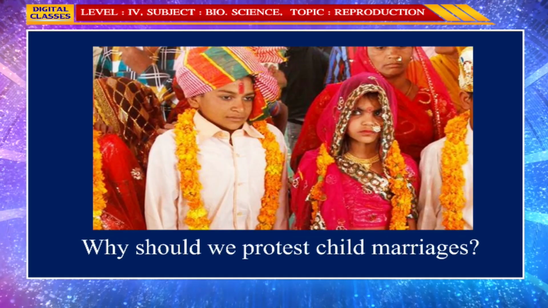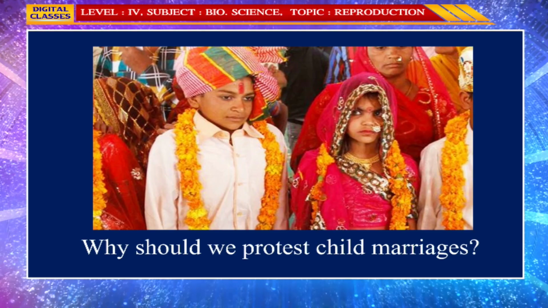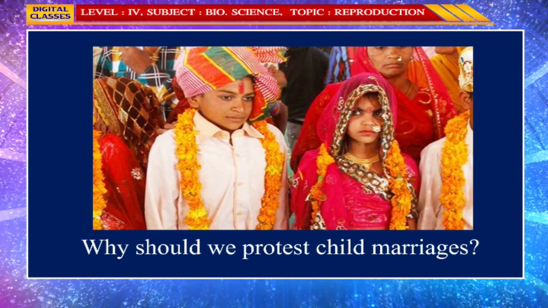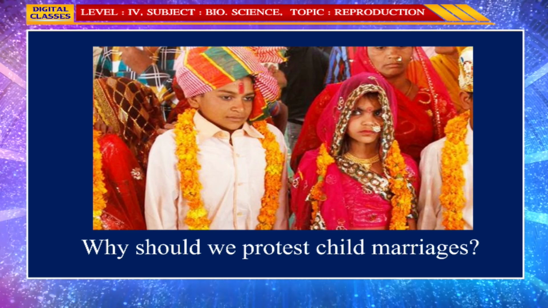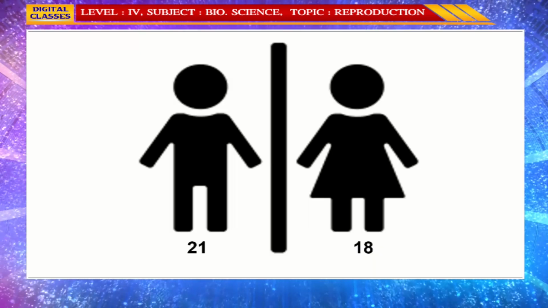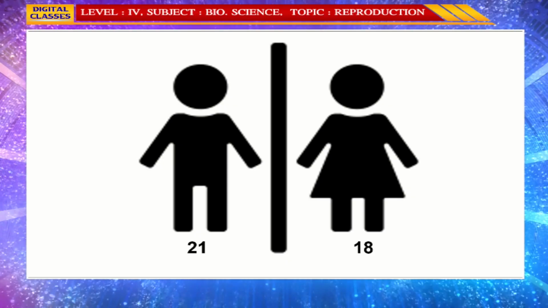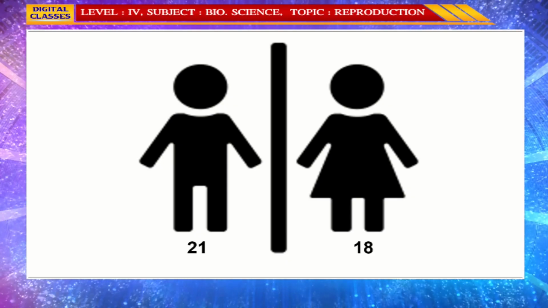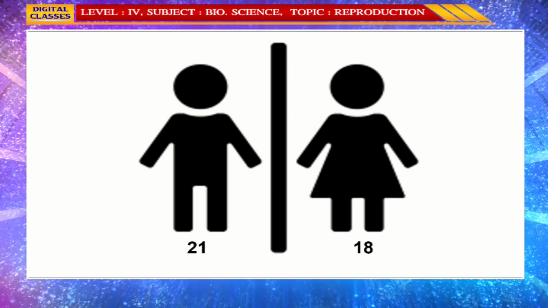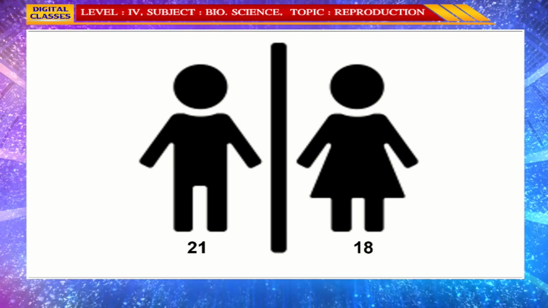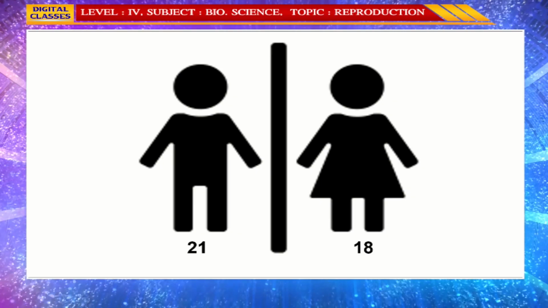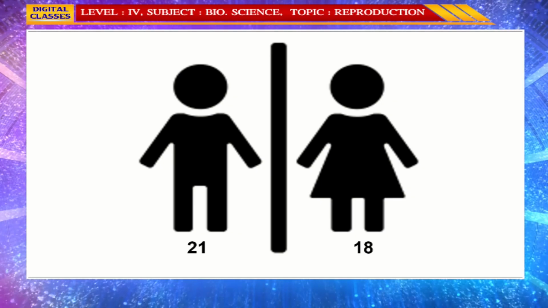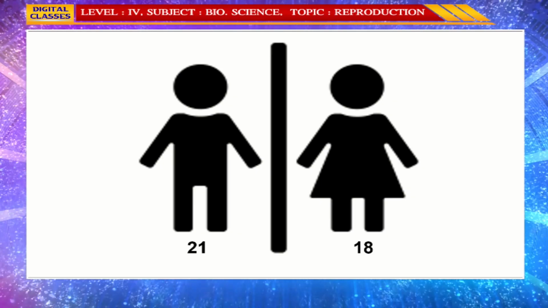Why should we protest child marriages? Generally, parents try to get their daughters married as soon as they reach puberty. But the legal age to get married is 21 years for men and 18 years for women. One should not get married below this age. Adolescent girls may not be fit physically and mentally for marriage.